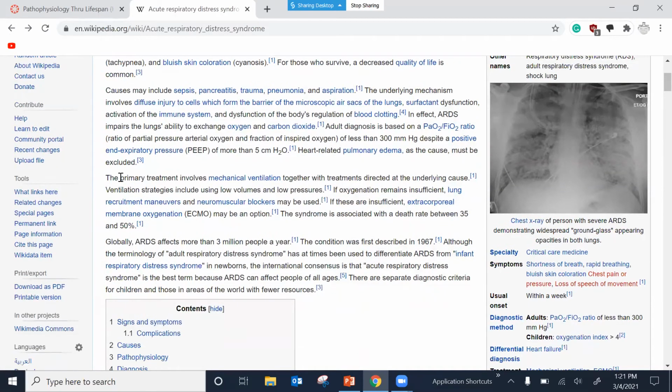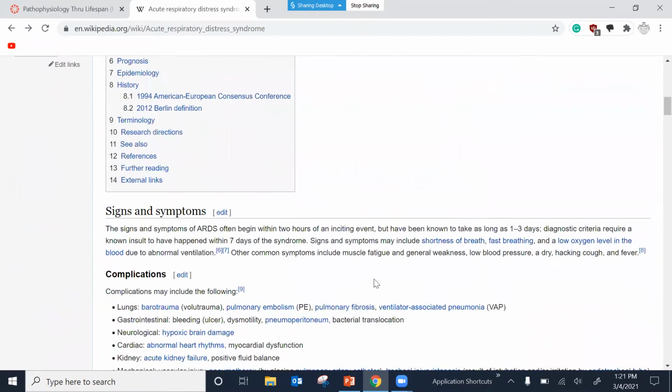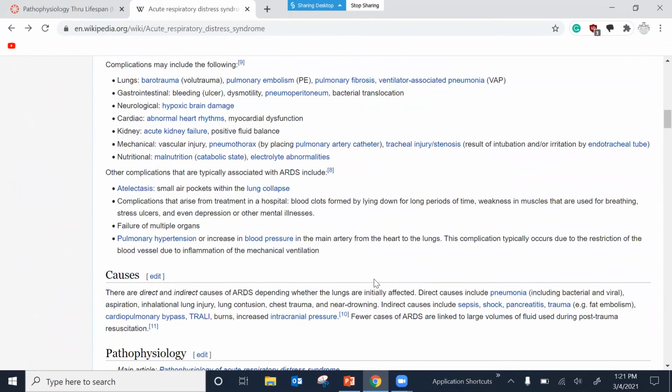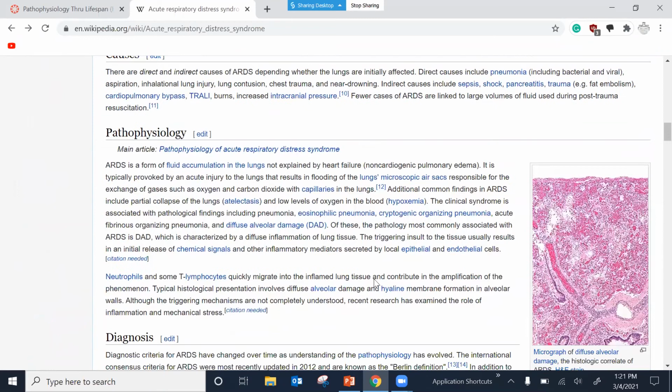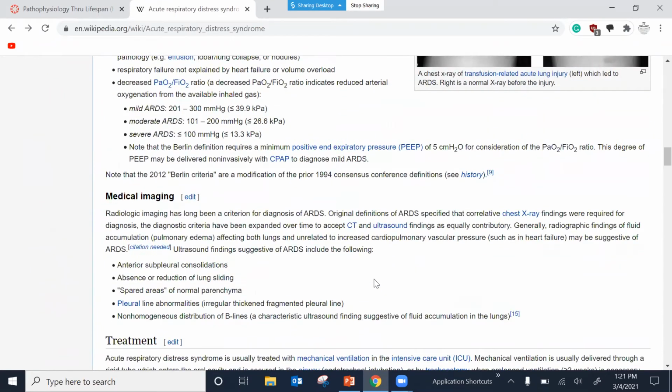Anyway, that's Wikipedia, and that's what they have to say about ARDS. If you scroll down through here, it's just tons of information. If you read this Wikipedia page on ARDS, you would be a world-class expert on this one thing.